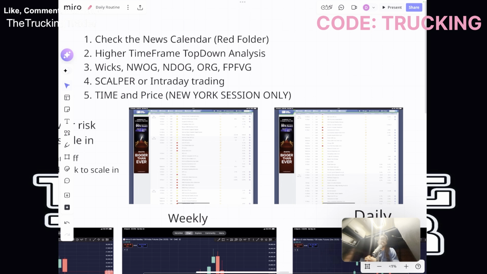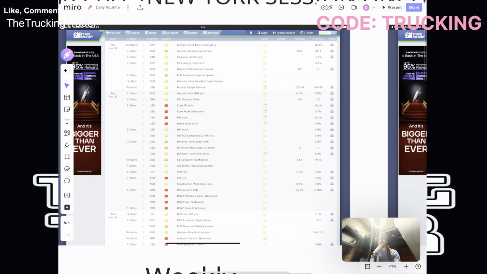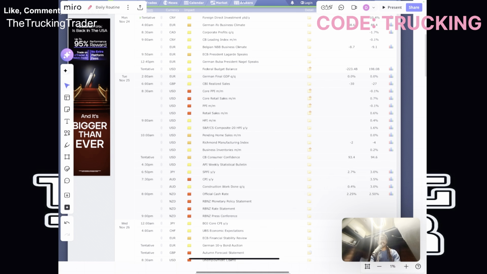Because red folder news is going to create some volatility. And those gray folders, which is typically a bank holiday, those are going to create nothing, right? It's going to be a lack of volatility. So if you look at this calendar that I have put up right here, you can see Monday, November the 24th, we don't really have any red folder news to pay attention to. So that day is probably going to be a really small range day, right? And we're going to talk about how I use this calendar to figure out the ranges as well.